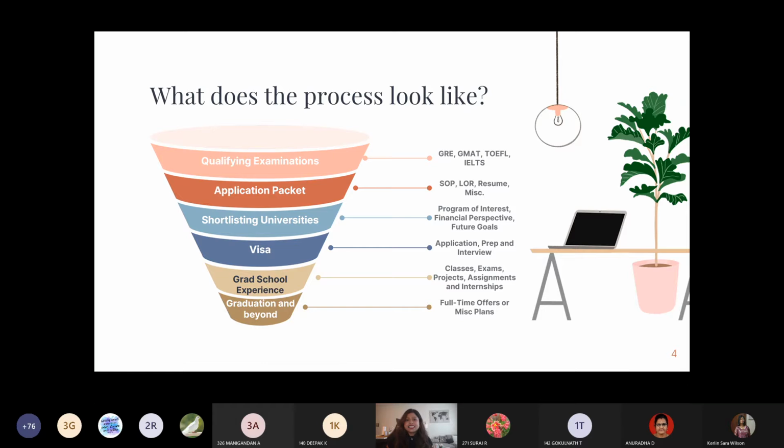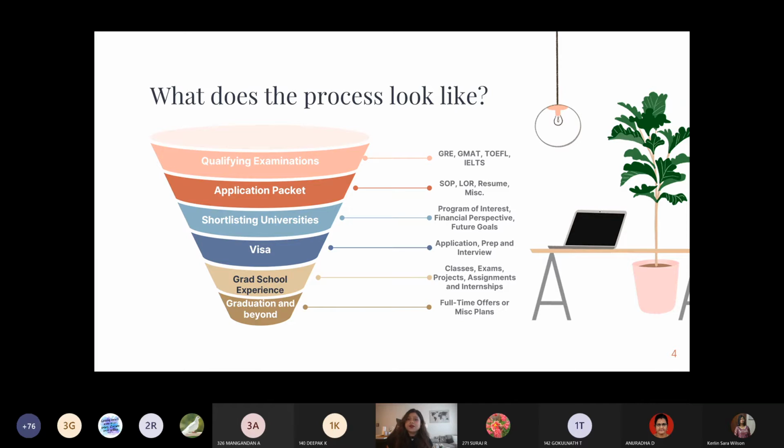So the qualifying examinations. There are tests that you need to give in order to secure an admit here in the US. You have the GRE, the GMAT, the TOEFL, and IELTS. GRE and GMAT are your subject tests, meaning they test your knowledge and aptitude, very similar to the aptitude tests we give for our placements. The GRE is the Graduate Record Examination. When you want to do your master's in science, you'd give your GRE. The GMAT is for when you want to pursue your MBA, for management admissions.